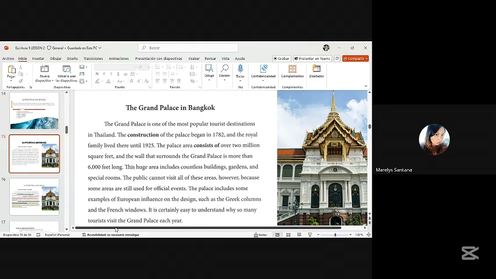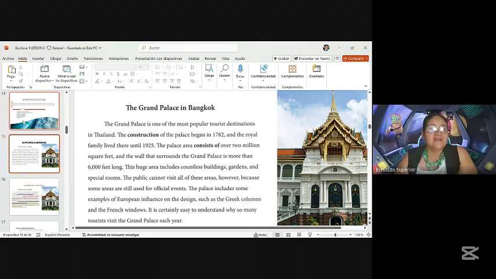The public cannot visit all these areas, however, because some areas are still used for official events. The palace includes some examples of European influence on the design, such as the Greek columns and the French windows. It is certainly easy to understand why so many tourists visit the Grand Palace each year. Okay, thank you so much.